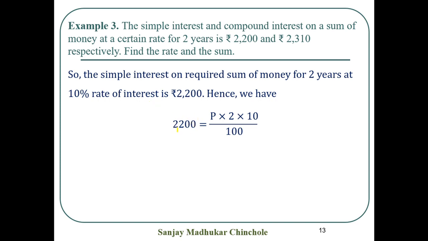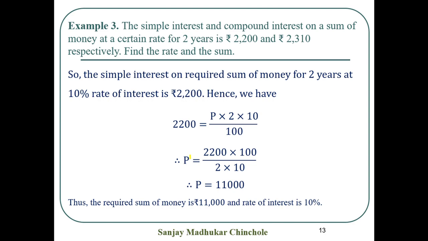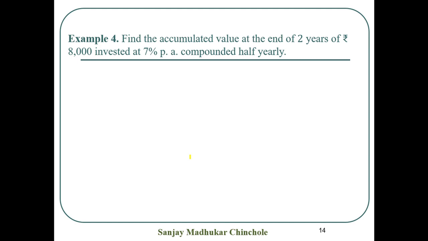We can replace simple interest by 2200. Principal is unknown. Number of years is 2 because this interest is for 2 years. Rate of interest we have already calculated as 10%, so we replace R by 10 divided by 100. Now the value of P is P equal to 2200 into 100 divided by 2 into 10. After calculation, 2 into 10 will be 20. When we divide 2200 by 20, it will be 110. 110 into 100 will be 11,000. So the principal amount will be rupees 11,000 and the rate of interest will be 10%.